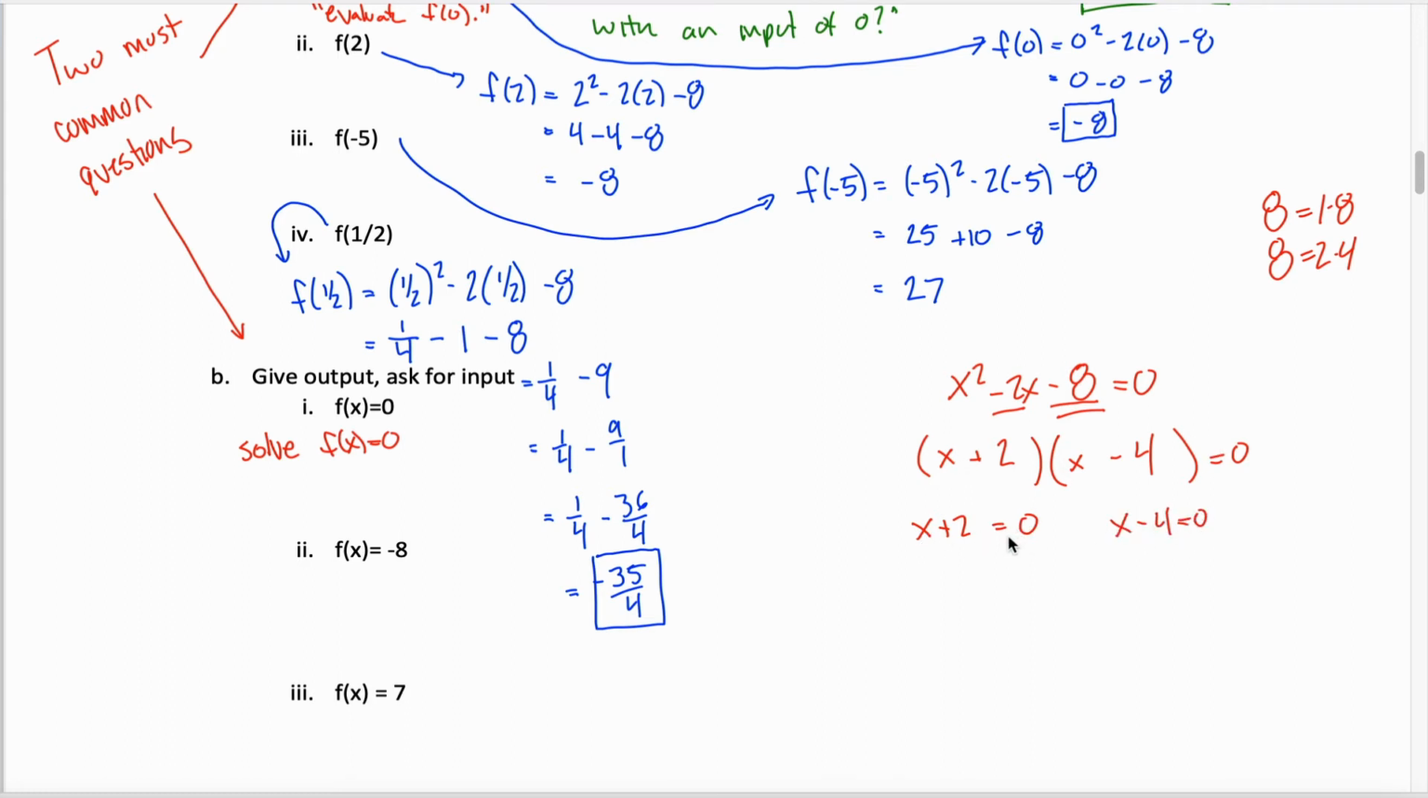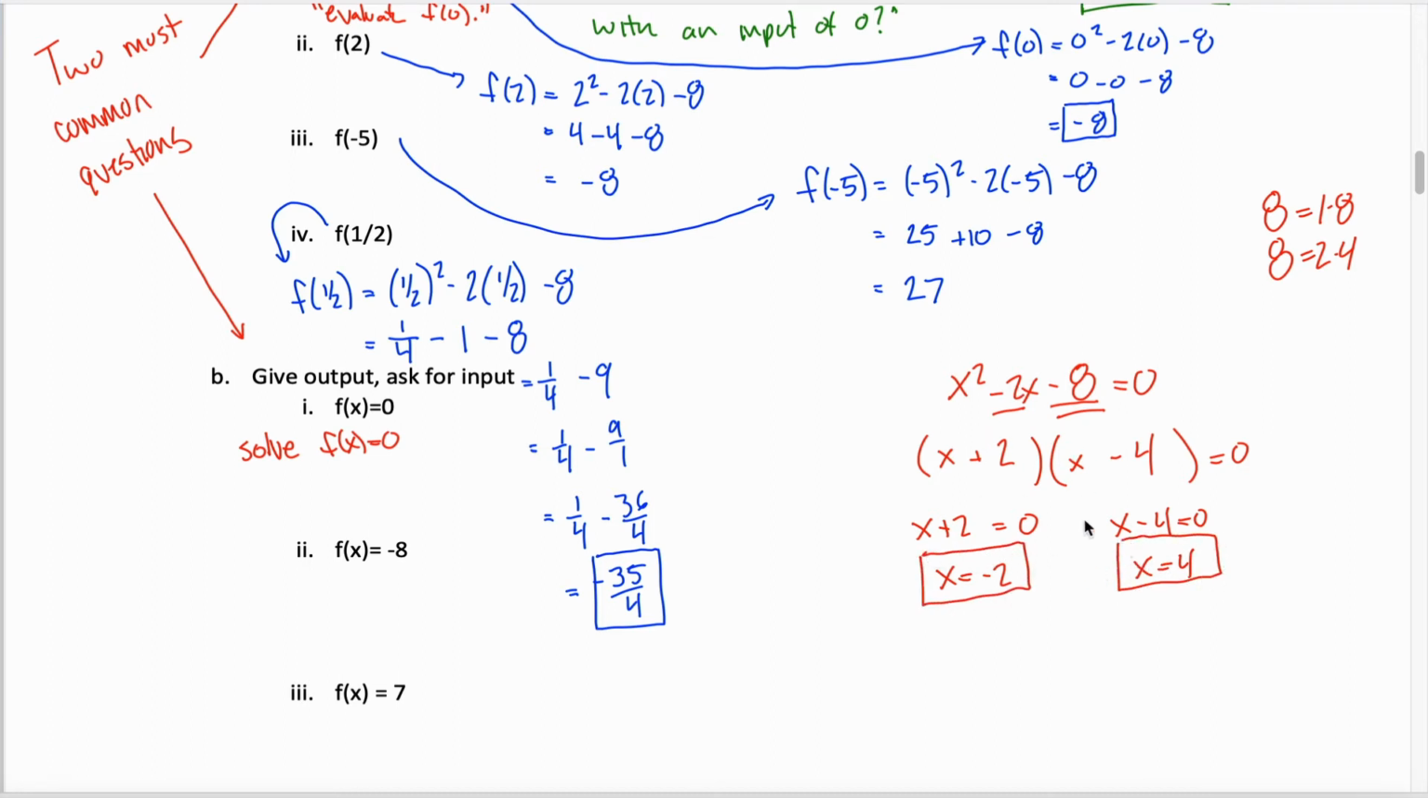If x plus 2 is 0, I don't care what x minus 4 is, I'll have a solution because 0 times anything equals 0. Similarly, if x minus 4 equals 0, I don't care what x plus 2 is because anything times 0 equals 0. So solutions to this equation will happen when I get a solution to either of these two equations. These equations are easy to solve. Subtract 2 from both sides or add 4 to both sides, and I get x equals negative 2, and I get x equals positive 4.